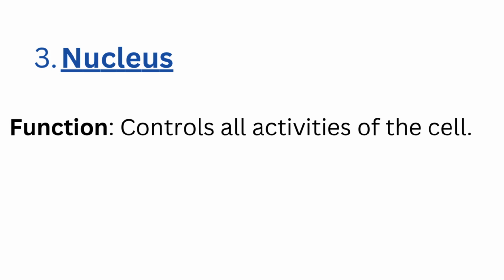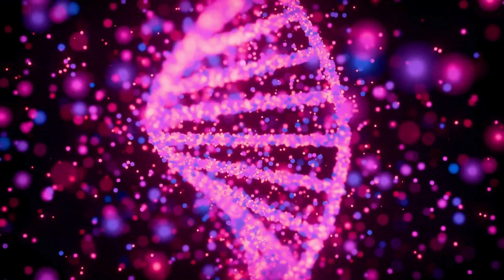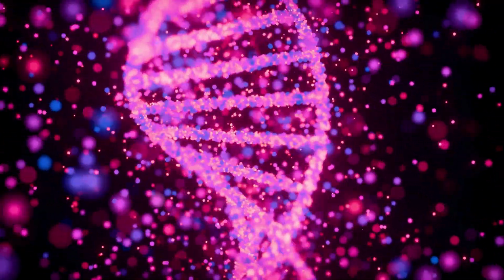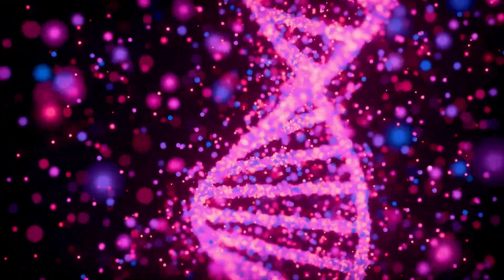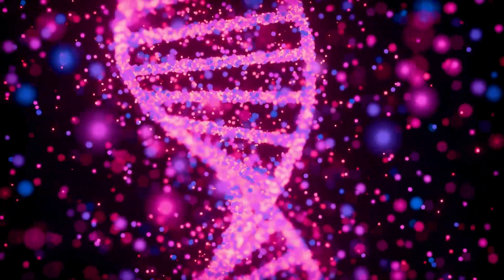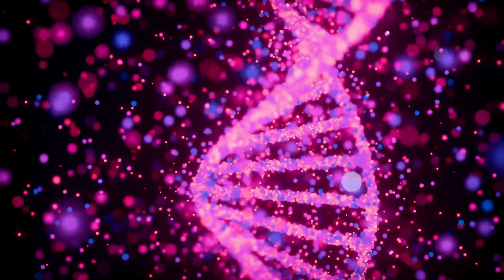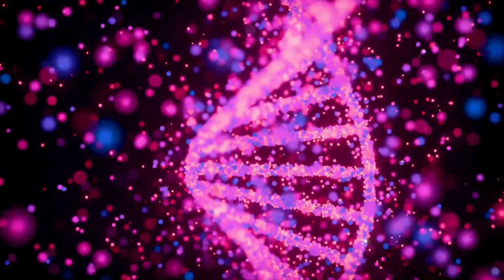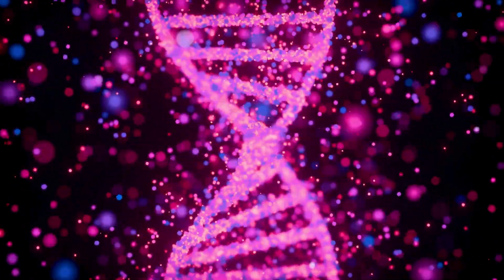Every great organization needs a leader. Every school needs a head teacher. And every cell needs a control center. Meet the nucleus, the brain of the cell. Now, the nucleus is the control center of the cell. It contains the cell's genetic material, which is also known as the DNA, and directs all the activities of the cell, including growth, metabolism, protein production, and reproduction. Now, without it, the cell would have no instructions and no directions. It is the command center that keeps the cell functioning properly.